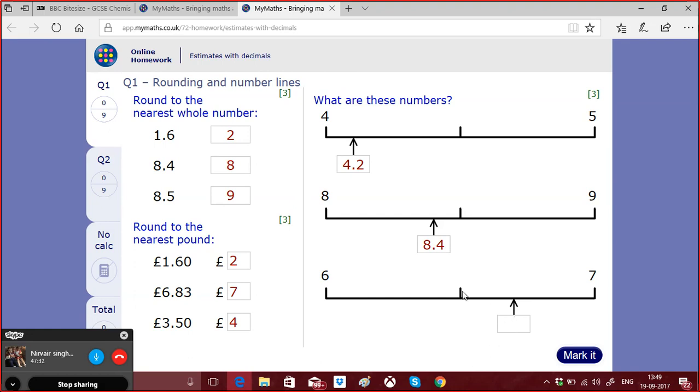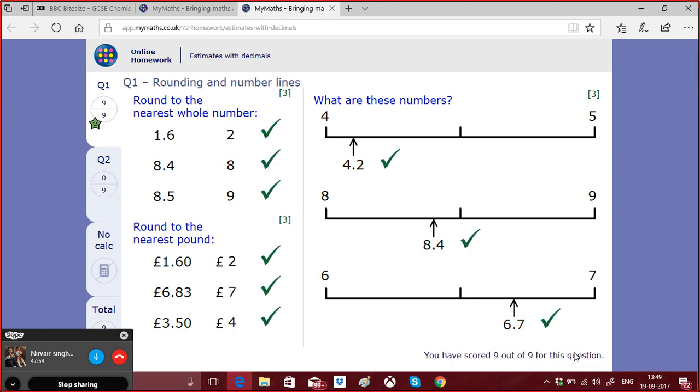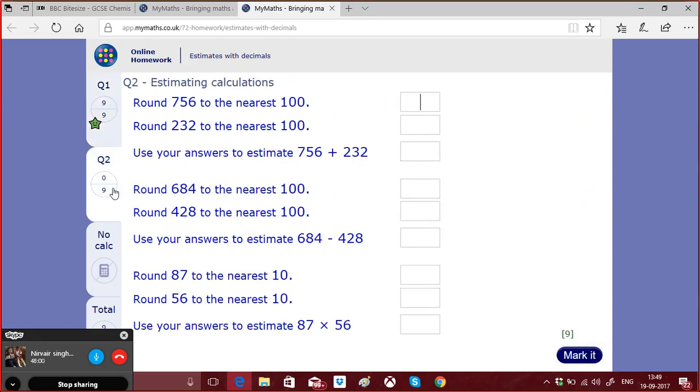Yeah. So next is 6 is here, 7 is here. So 6.8. No. 8 will be a little bit close to 7. So I think 6.7 that you can mention over there. Yeah, I thought right. Check that, either it is right or not. Yay, fantastic. Everyone is right. Now you can try the next one.